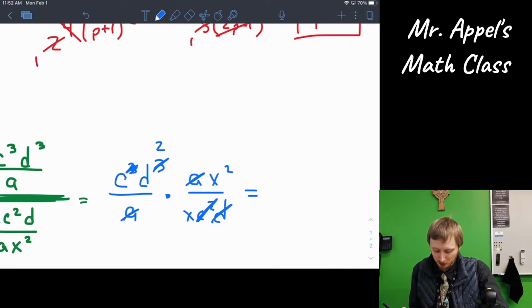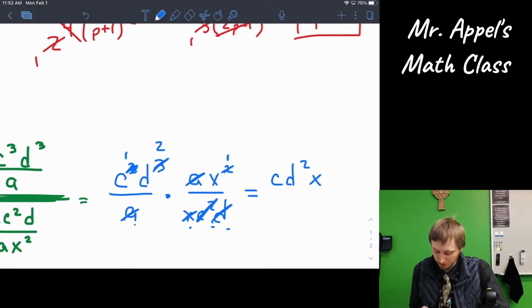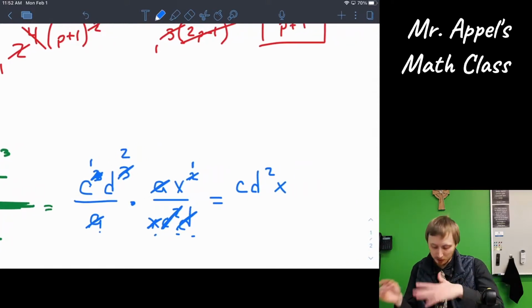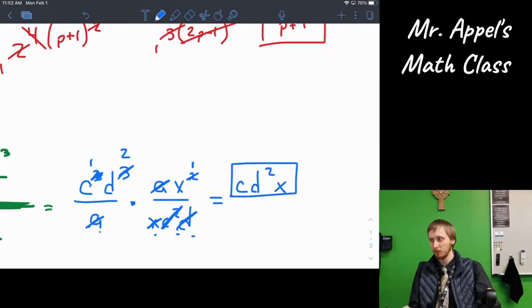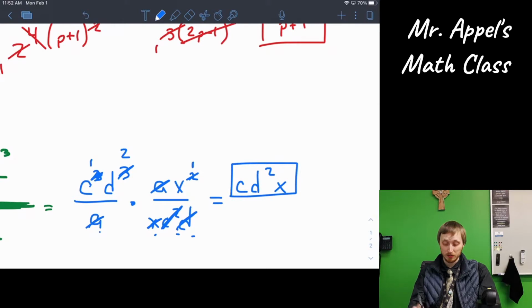One single power of a and a. Power of x gets rid of a single power of x there, so we're down to 1 x, 1 c. So we've got c, d squared, x to the, and oh, I crossed everything off the bottom. There's nothing, that's it. Let's put it in alphabetical order, which it is, c, d, then x. There we go. Done. All right.